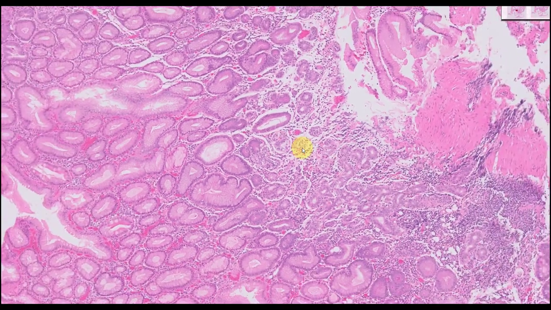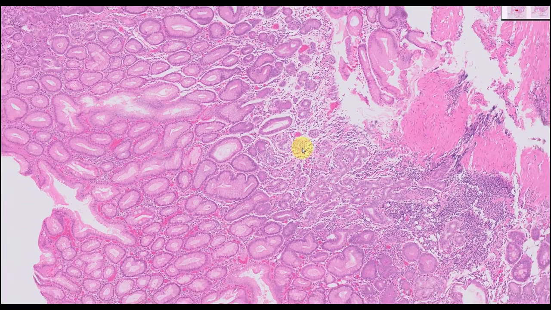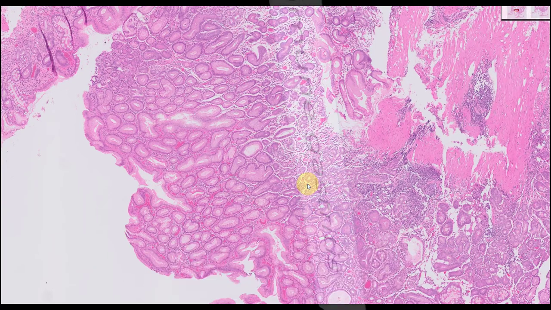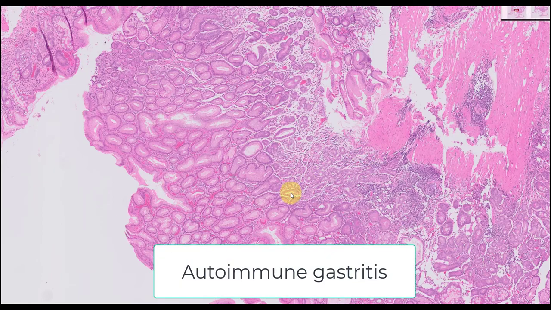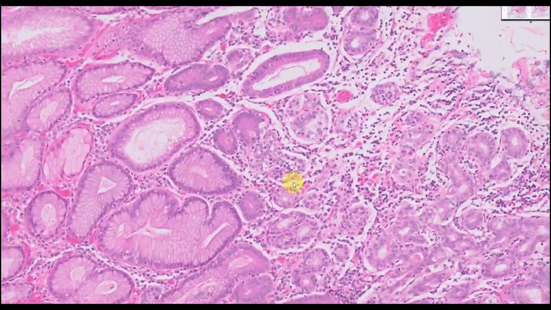This also tells me by default, because there are no parietal cells, there's significant atrophy, there's chronic gastritis, there's intestinal metaplasia, and therefore this means that this is very likely autoimmune gastritis. Of course, to prove that diagnosis, you will have to demonstrate a relatively normal gastric antrum. This autoimmune gastritis is characteristically associated with that neuroendocrine cell hyperplasia.